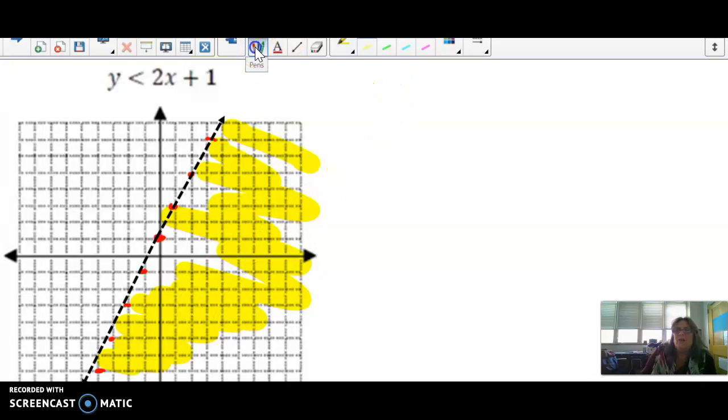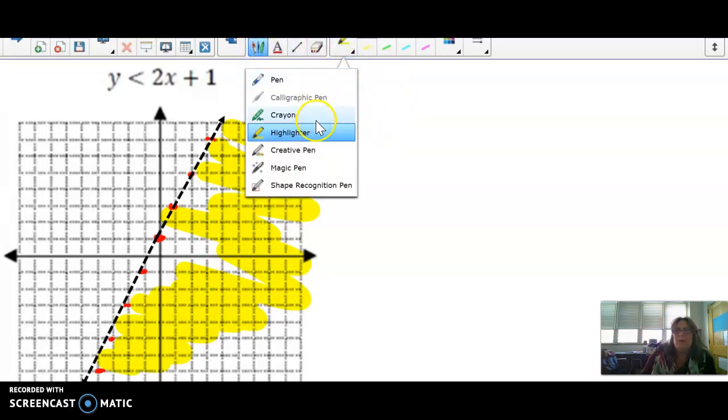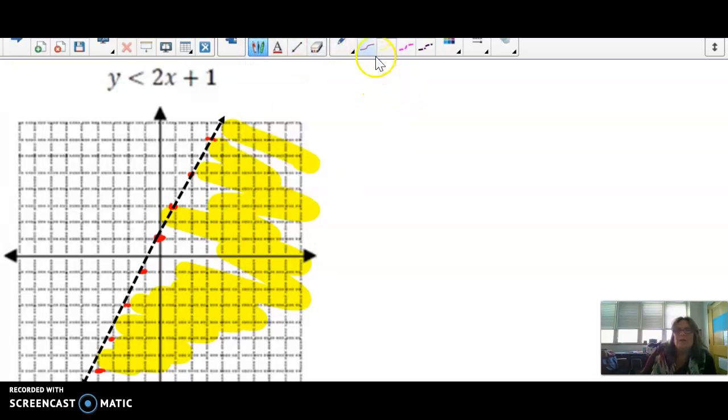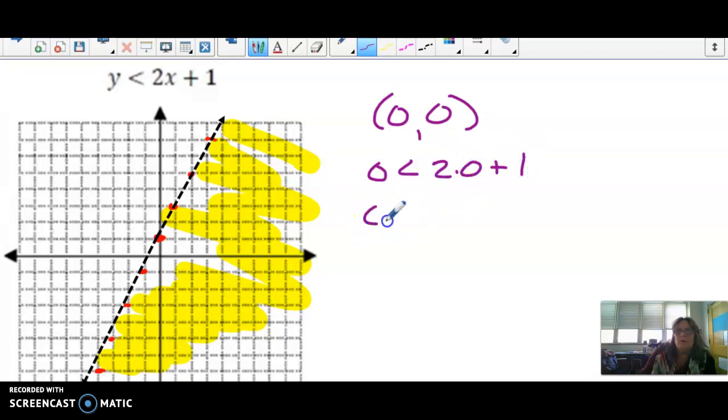Another way that you could check is you can come back and you can pick a point. So let's say that I pick the point 0, 0, and I plug it in. Is 0 less than 2 times 0 plus 1? Is 0 less than 1? Yes, that's a true statement, so I shade on the side that this point is on. If it were a false statement, then I would shade on the other side.